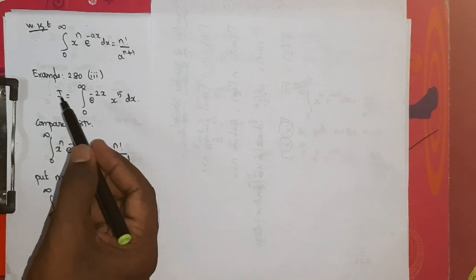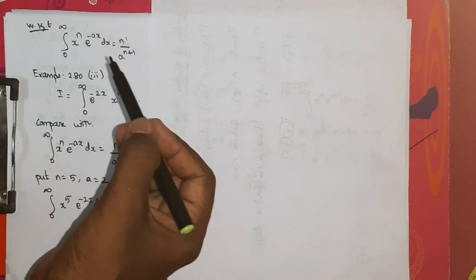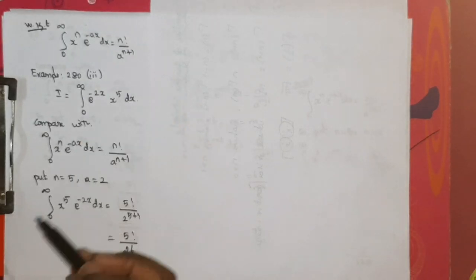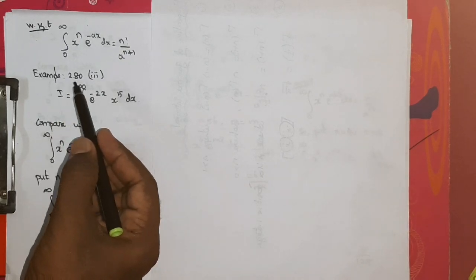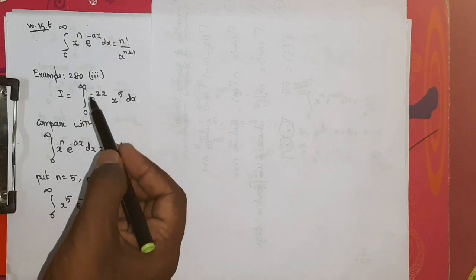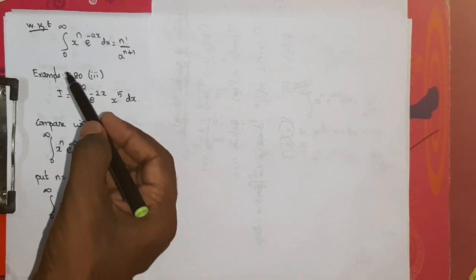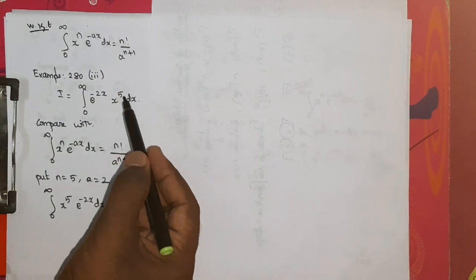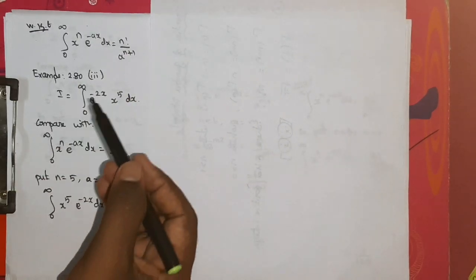Okay, let's go for the sum. It is just comparing the given integral with the formula and applying in the formula-based answer part. That's all. So here, example number 2.80, third subdivision: integral 0 to infinity e power minus 2x x power 5 dx. So here it looks like 0 to infinity, x power n part. We have e power minus 2x, like e power minus ax. So all that are there.